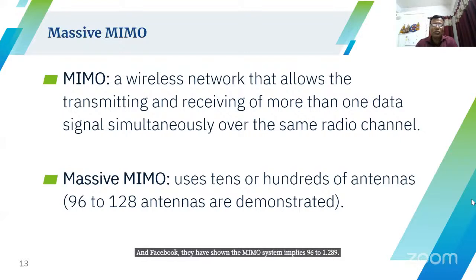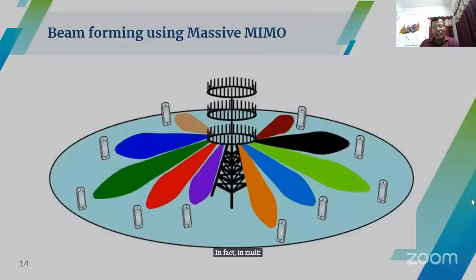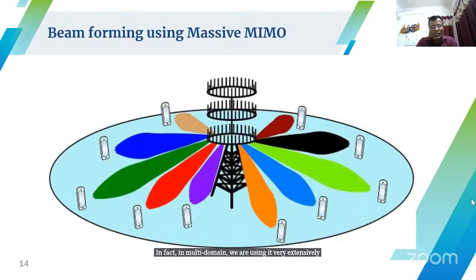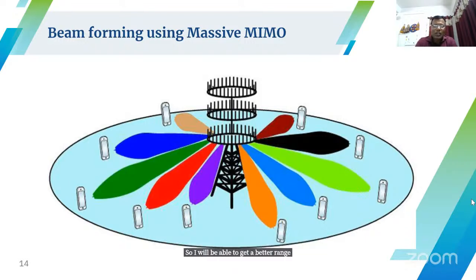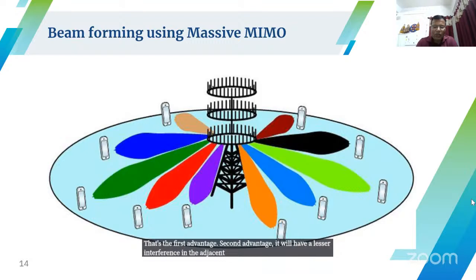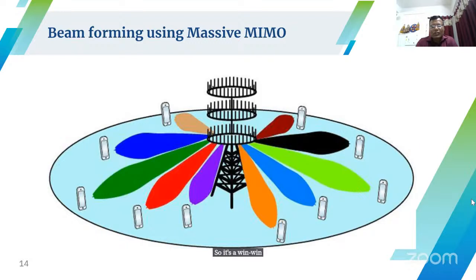Now the question arises: why are we going for this MIMO kind of thing? In fact, in multiple domains, we are using it very extensively. The answer is here. Basically, these massive MIMO systems will be used for beam forming. The beam forming has its own advantages. The first thing is, if I am doing the beam formation, I will have a directivity. I will have a directional gain. So I will be able to get a better range. That's the first advantage. Second advantage, it will have lesser interference in the adjacent signal or adjacent frequency, which is being transmitted to another device. So it's a win-win situation using this MIMO kind of system.